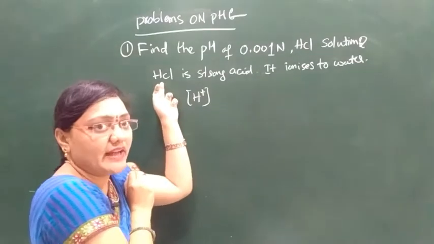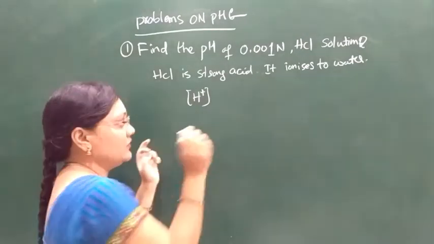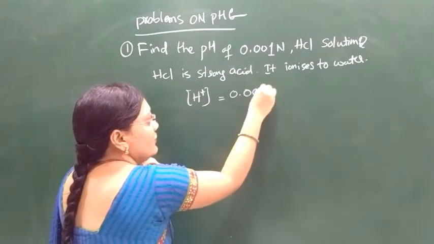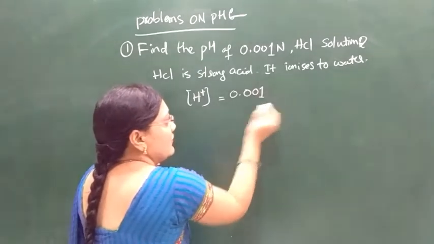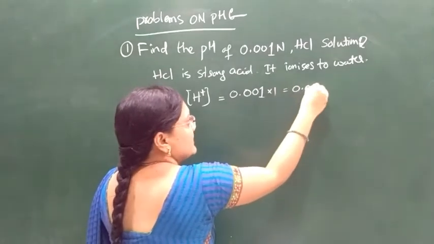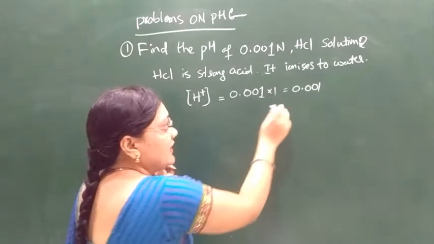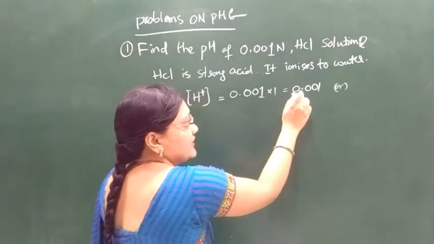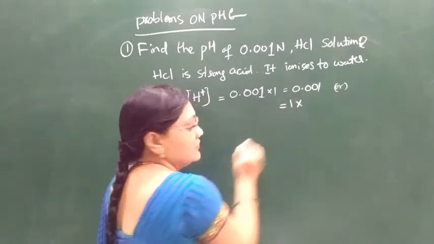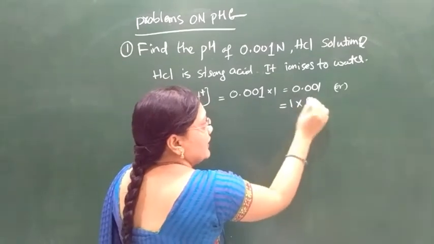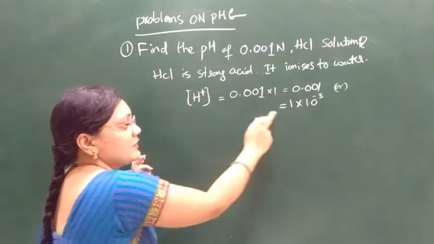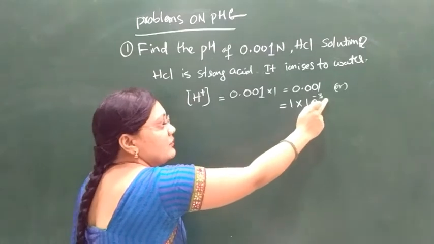How many hydrogens are in HCl? Only one hydrogen. The concentration value is 0.001, and with only one hydrogen, the H plus concentration is the same, 0.001. That is 1 into 10 to the power of minus 3.